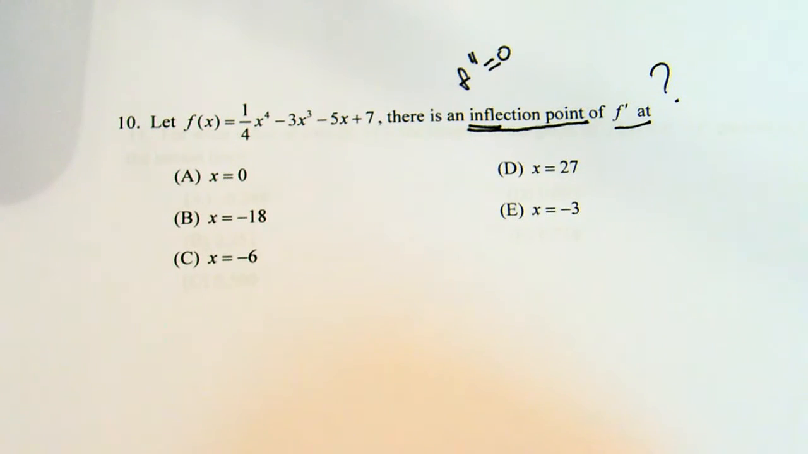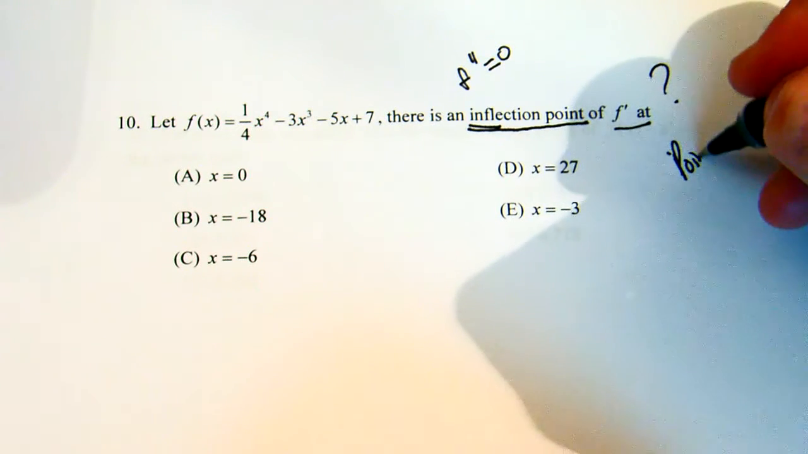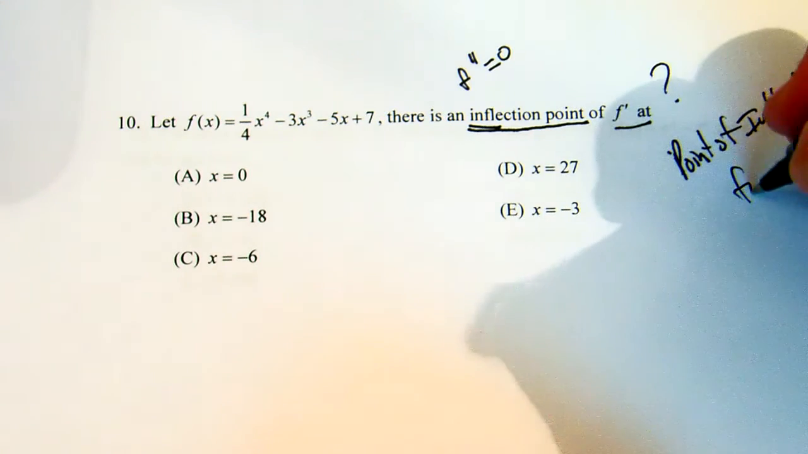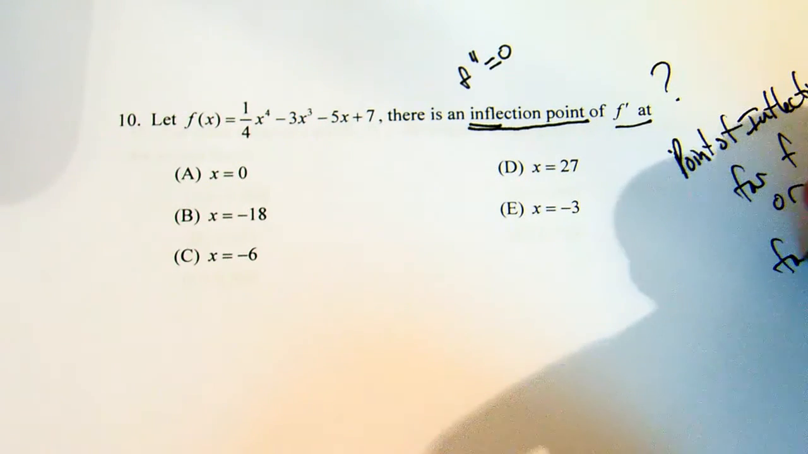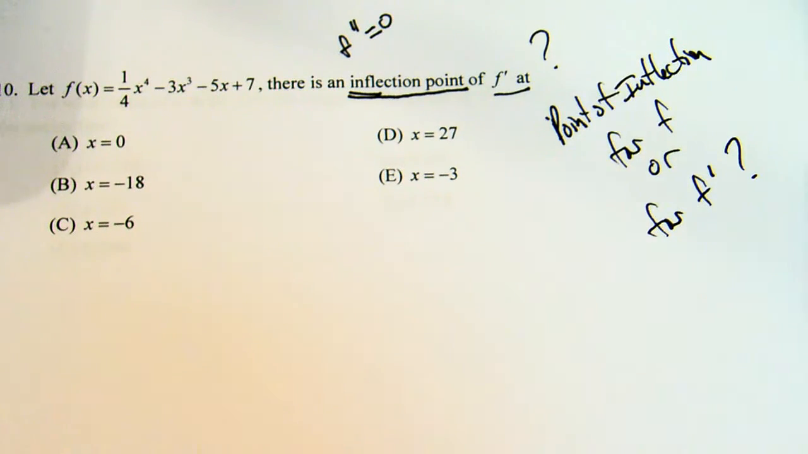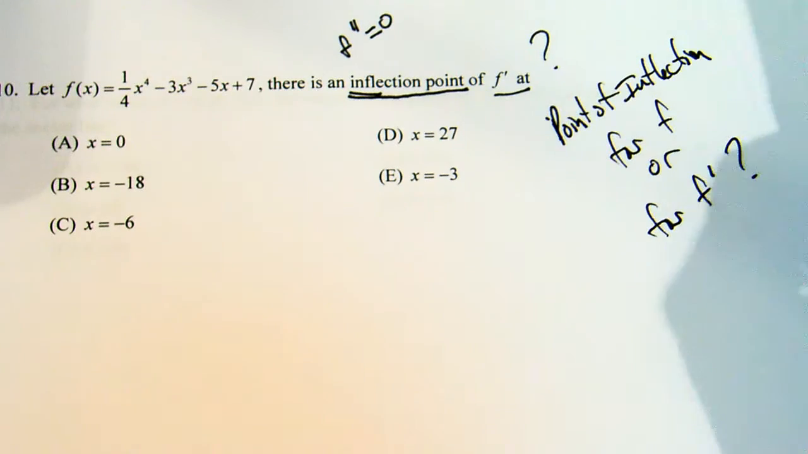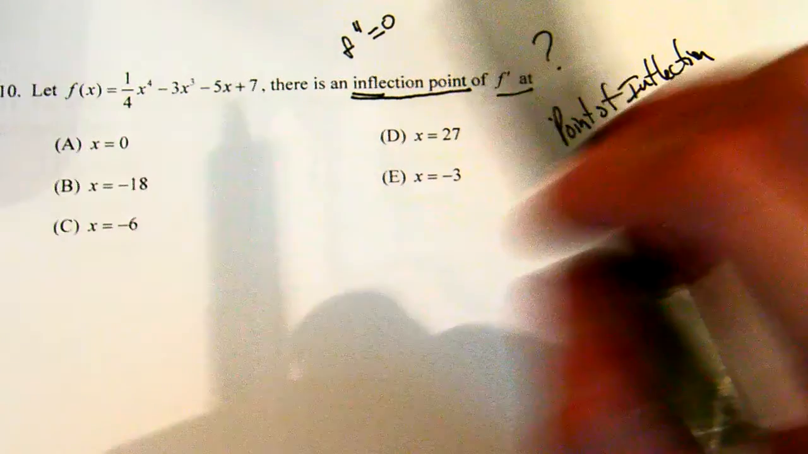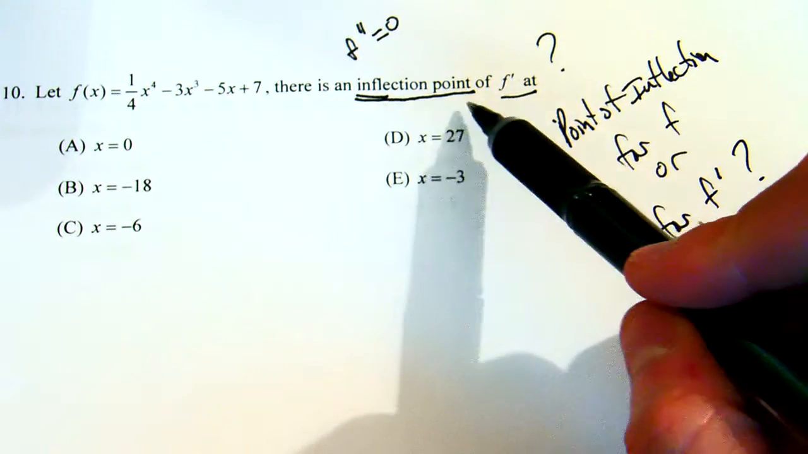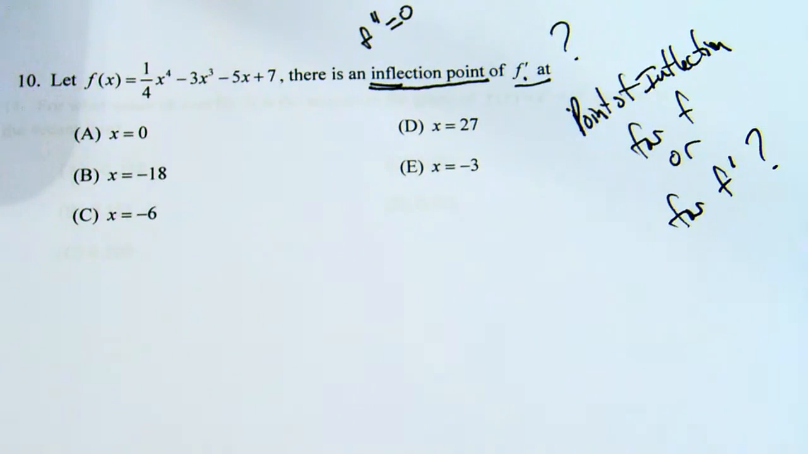So now this is a key thing here. You have to ask yourself a question. Are we finding the point of inflection? Are we doing this for f or for f prime? As you can see here, it says I want to find the point of inflection of f prime. F prime, okay? So I'm not finding this point of inflection. I'm finding the point of inflection of f prime of x. So what do I mean by this? Let's go ahead and dive into this.